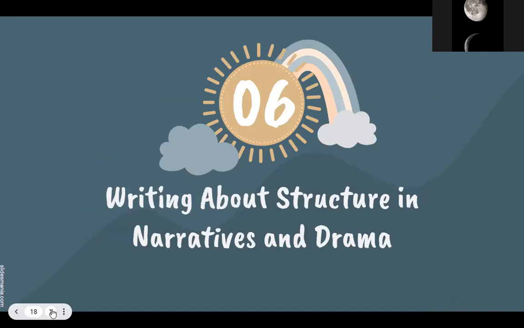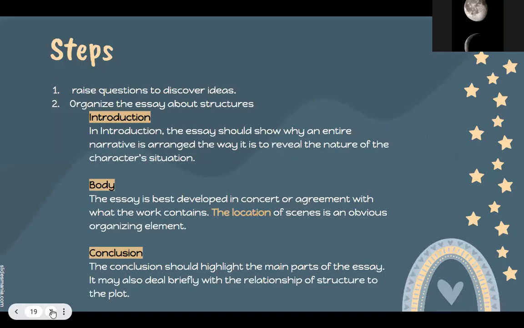The sixth topic is writing about structure in narratives and drama. So the first step is to raise questions to discover ideas. The second is to organize the essay about structure. So the structure is introduction. In the introduction, the essay should show why an entire narrative is arranged the way it is, to reveal the nature of the character situation. The second is body.